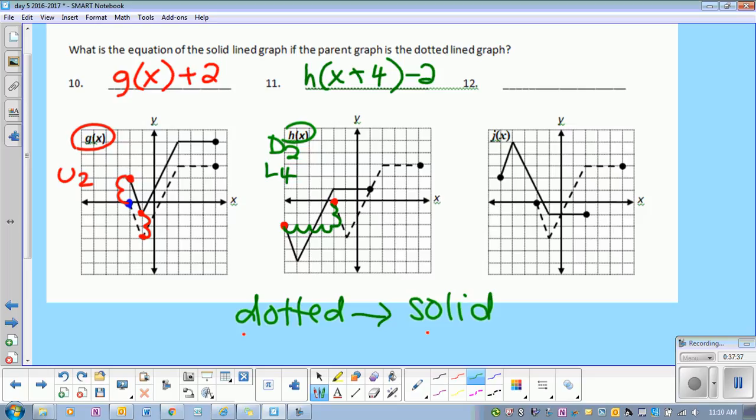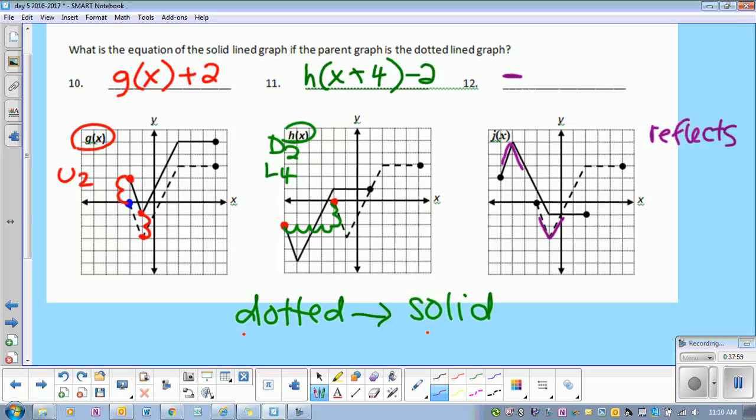All right, Timlin. Now look at this one. Your dotted line goes like a V, right? But look at your solid one. It flips. This one flips. So with this one, I know it flips. I'm going to put that on the side. Reflects.